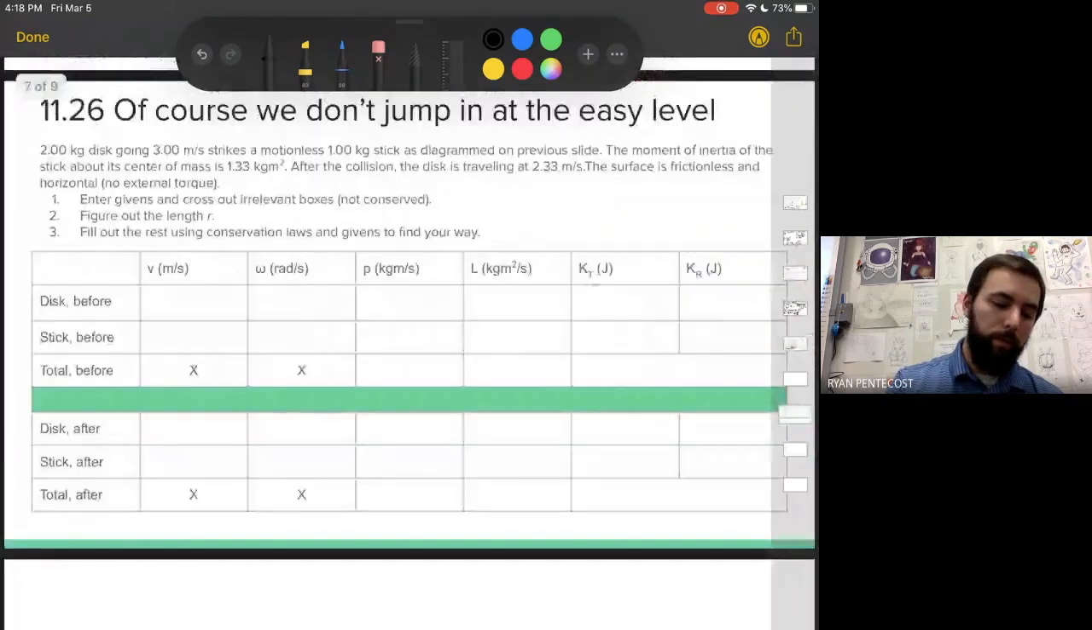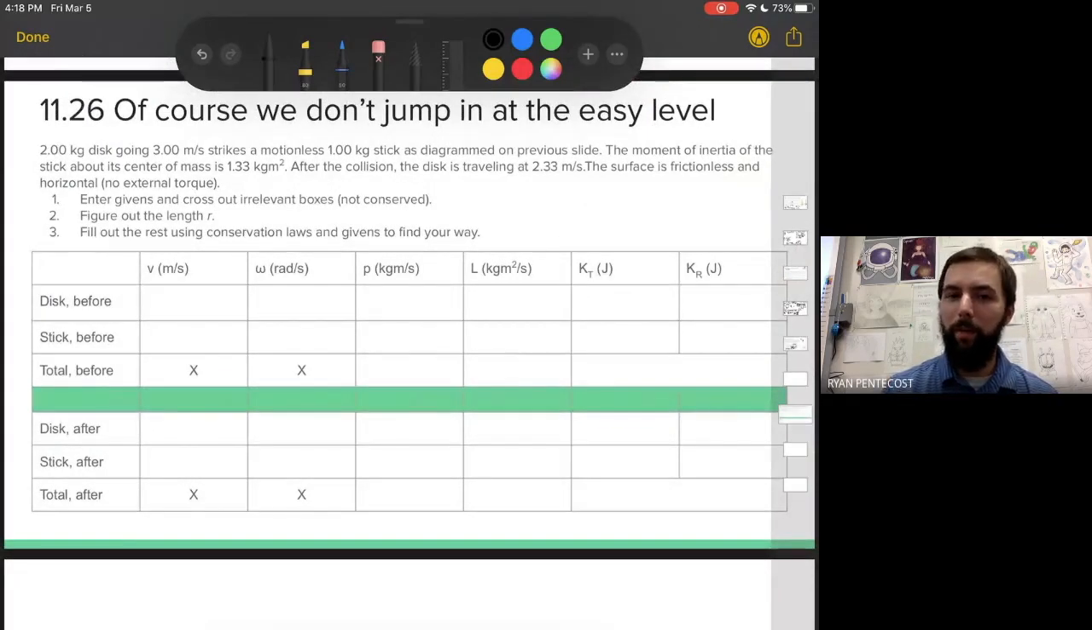Now, for the Sudoku. This is an intimidating data table, but I'm going to walk you through it. This is actually a powerful tool if you have a complex scenario to see what all you can actually solve for. So again, I'll read the question. We have a 2 kilogram disk going 3 meters per second that strikes a motionless 1 kilogram stick as diagrammed on the previous slide. The moment of inertia of the stick about its center of mass is 1.33 kilogram square meters. After the collision, the disk is traveling 2.33 meters per second. The surface is frictionless and horizontal with no external torque.